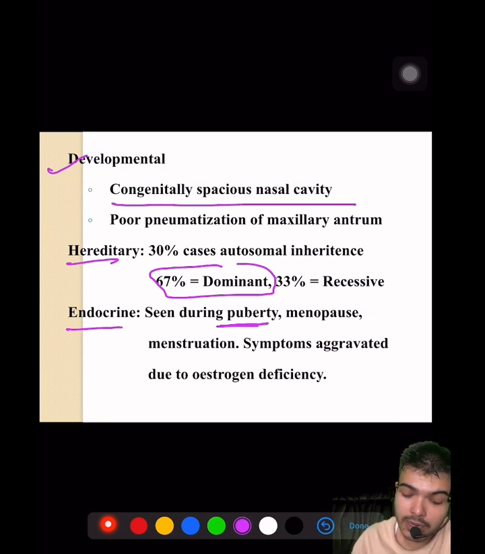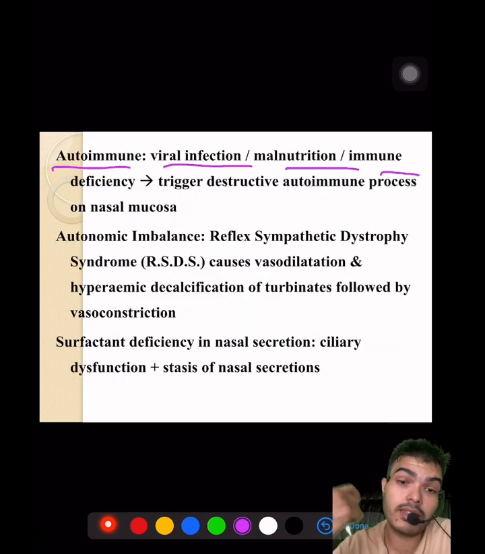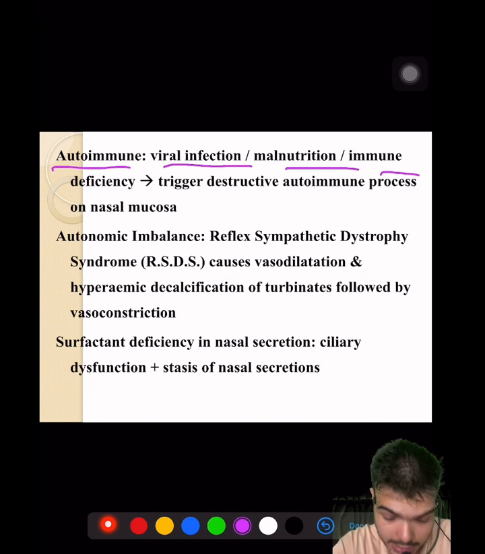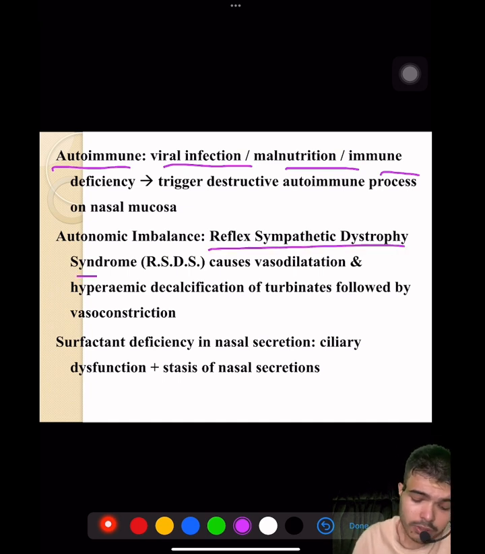Autoimmune, viral infection, malnutrition, and immune deficiency can lead to destructive processes. Autoimmune condition: hernia. Do not forget. I think I have said this three times. If you forget it, then that's your problem. Please do not forget hernia. Remember, autonomic imbalance. Autonomic imbalance reflects sympathetic dystrophy syndrome and surfactant deficiency in the nasal secretions, okay.